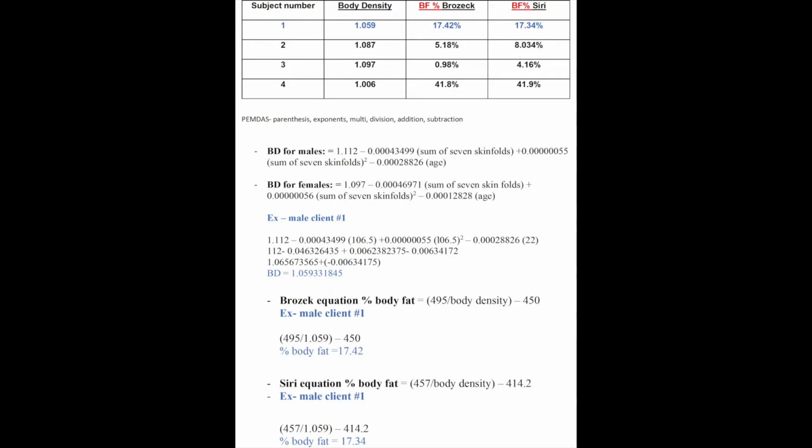The body density equation for males and females is displayed, as well as an example of client 1, where a step-by-step process is started for body density and continued throughout the Bozak equation for body fat and the Siri equation for body fat percentages.